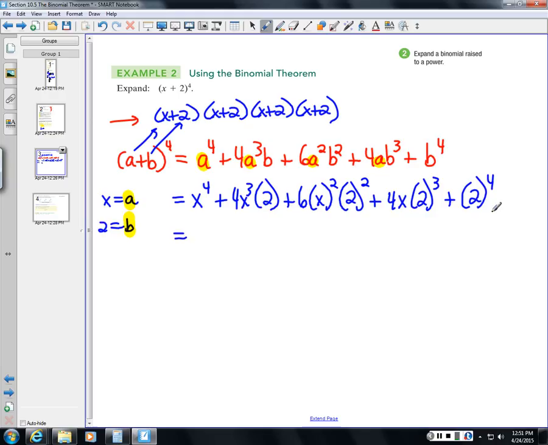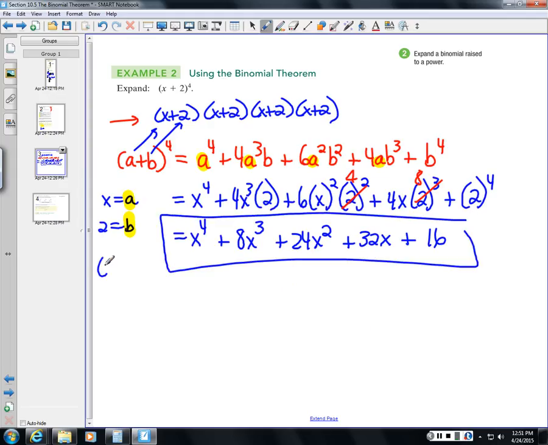So, knowing the formula, we don't have to FOIL anything out. This is just going to be x to the 4th plus 8x cubed plus, of course, 2 squared we know is going to be 4, so it's going to give me 24x squared plus 2 cubed is 8, so plus 32x. And then, of course, plus my 16, because 2 to the 4th power is 2 times 2 times 2 times 2. And that is what x plus 2 to the 4th power is without having to FOIL all of that out, FOIL these two together, and then take those two answers and multiply them together. We just have a definition.